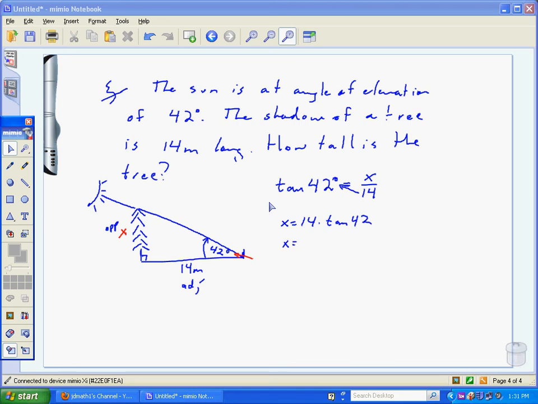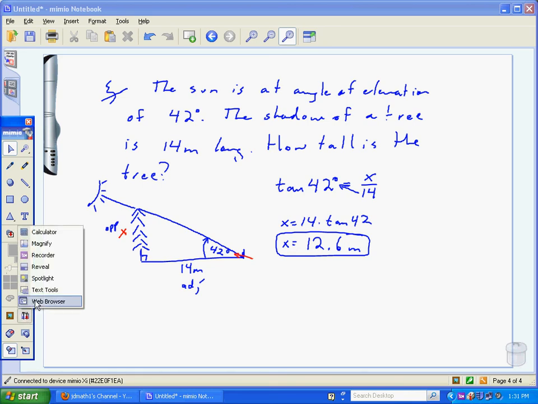So, how tall is it? Well, 14 times tan 42, we get 12.6 meters. So that's just one simple type of question, and I know Mrs. Myden loves trig as much as I do, so she could help you on this pretty easily. I'm going to leave you alone, and you guys can battle out some. There are some tough questions on there, so whatever you can't do, you can leave, and we'll take it up tomorrow.